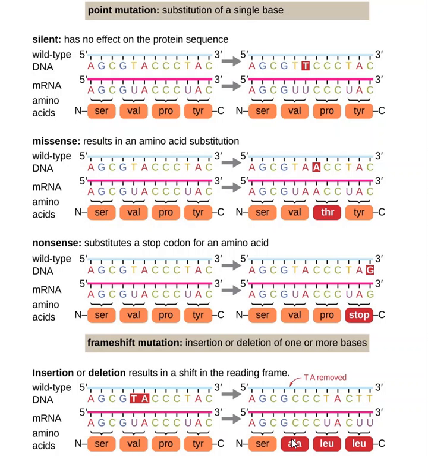Now, how can the impact of insertions or deletions be minimized? It's if either three bases or a multiple of three are inserted within frame. So, for example, if there was an insertion of three bases after the first codon, then that would simply result in the addition of an amino acid between serine and valine. Now, that additional amino acid may have a devastating effect or it may have minimal effect. There's really no way to predict.